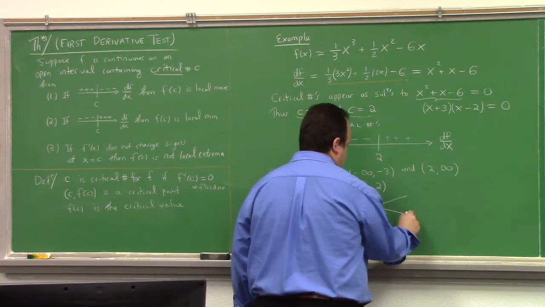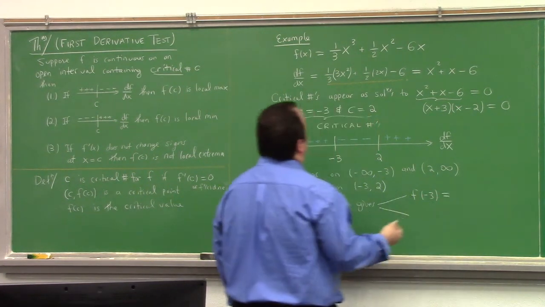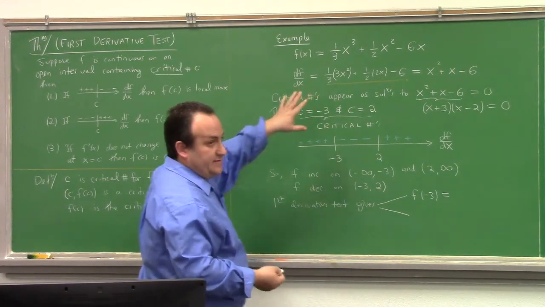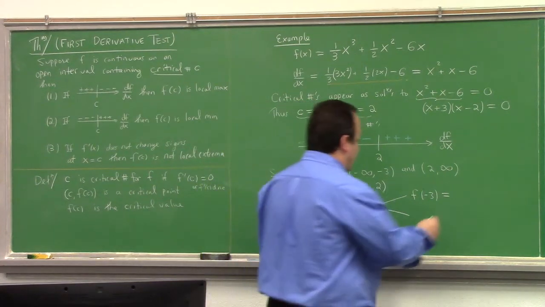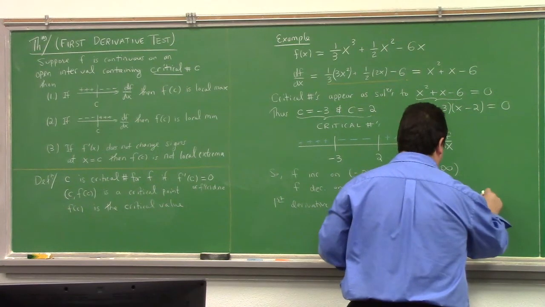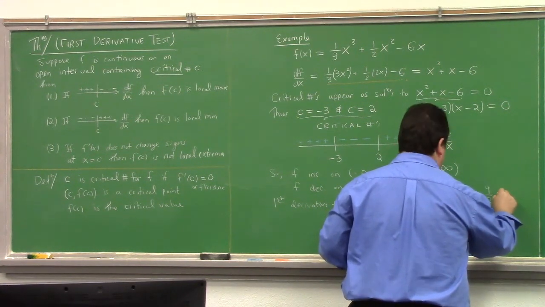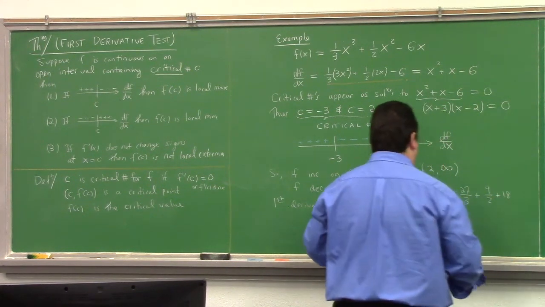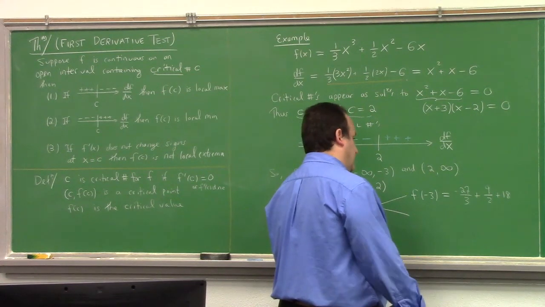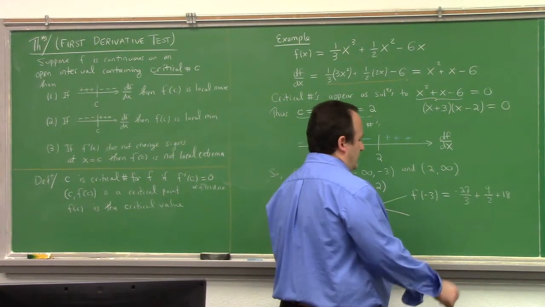Two things. f of minus 3: what is f of minus 3 equal to? Well, there we have to plug the number minus 3 back into the function. So we've got minus 27 over 3 plus 9 over 2 plus 18. So that's minus 9, 9. I think that's 27 over 2. Could be wrong.